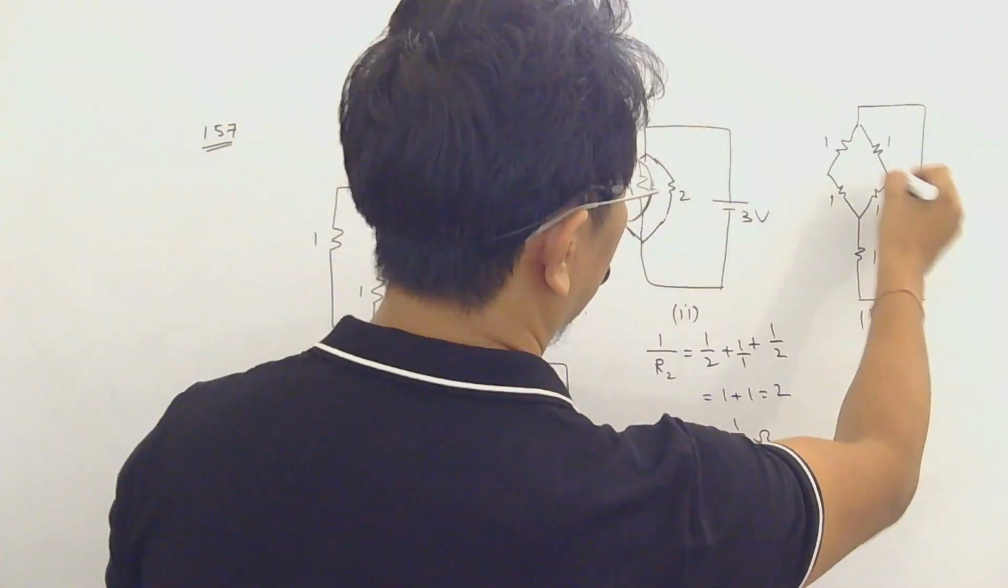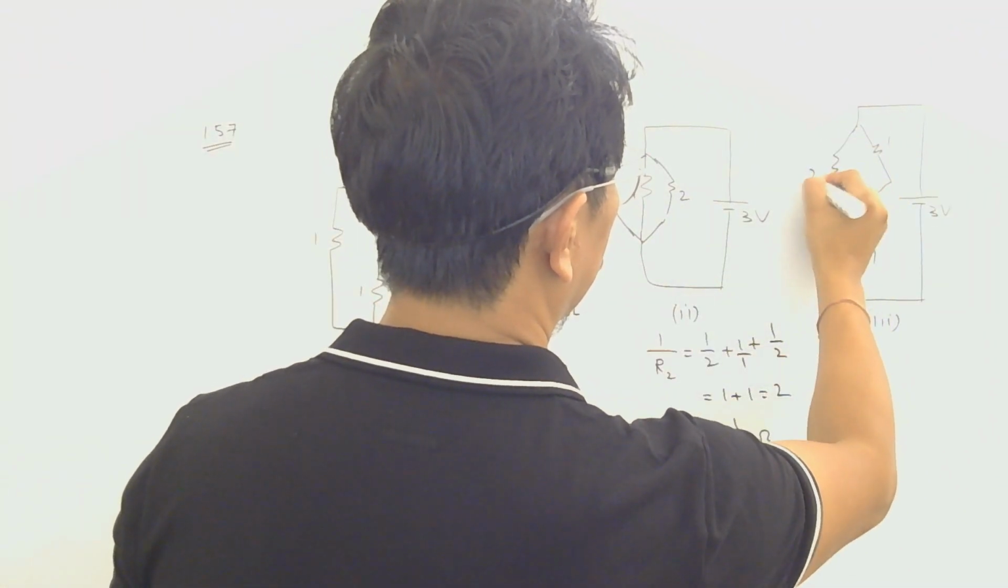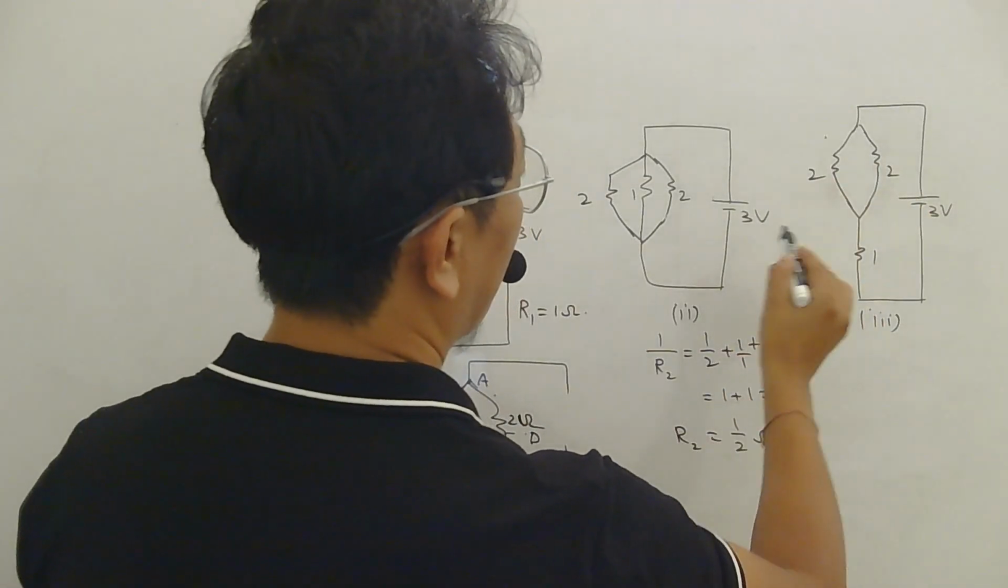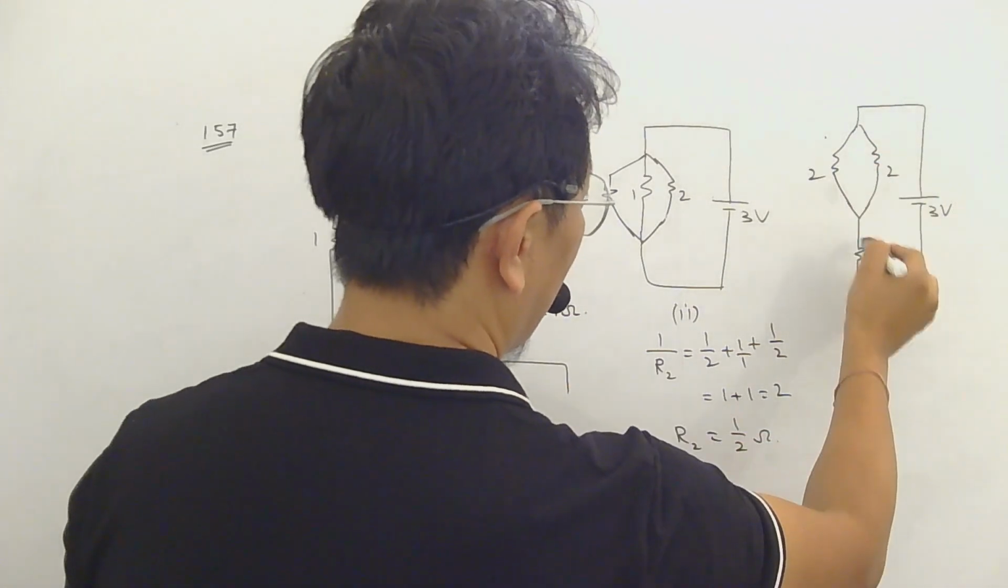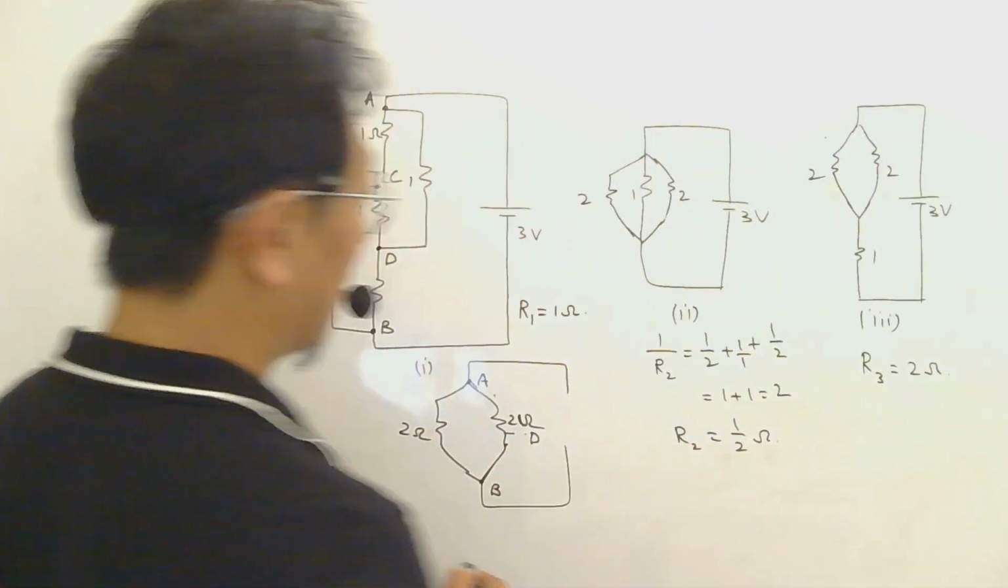What about this circuit? This one and this one are in series, 2. This one and this one are in series, 2. 2 and 2 in parallel will be 1. 1 and 1 in series will be 2.